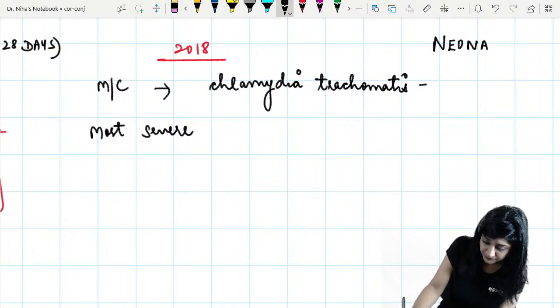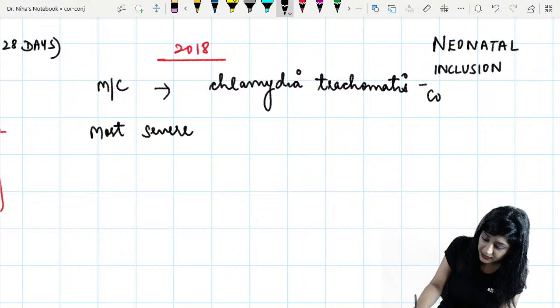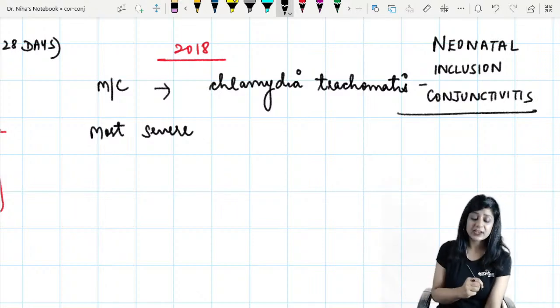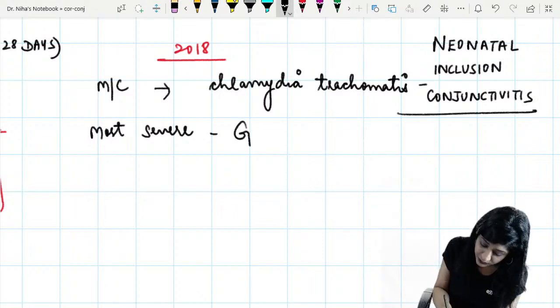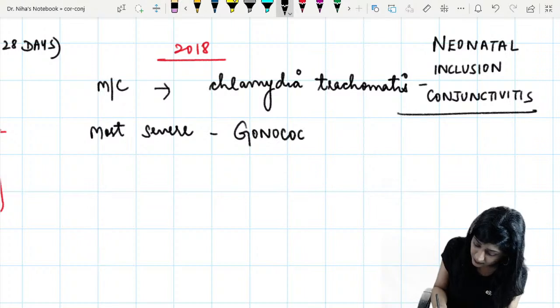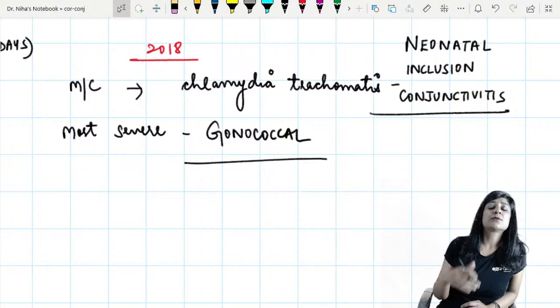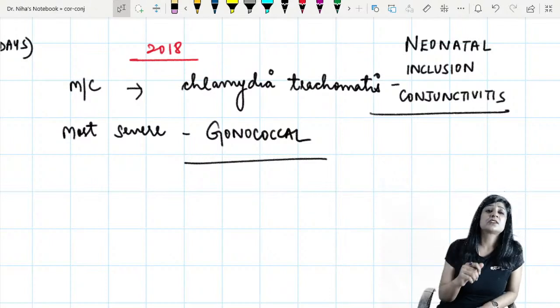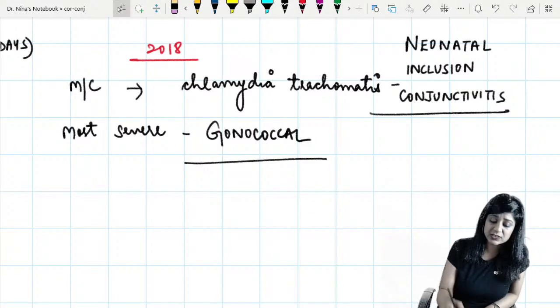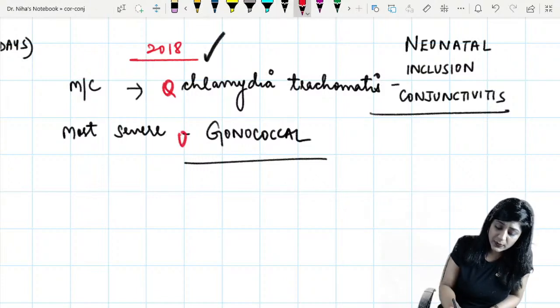This is your neonatal inclusion conjunctivitis, while the most severe is actually the gonococcal. The most severe is actually the gonococcal. So whenever they are asking you what is the most common cause of neonatal conjunctivitis, what is the most severe cause of neonatal conjunctivitis, always remember these two things. Again, very, very important questions.